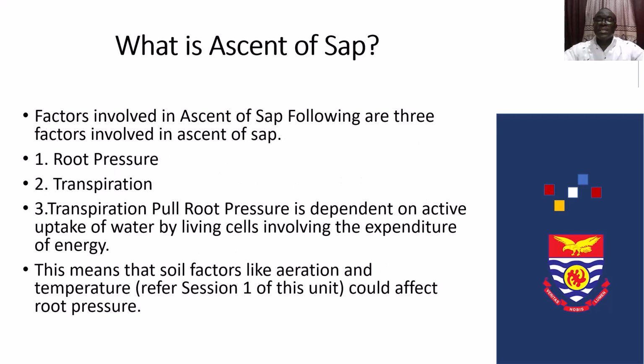Following are the three factors involved in ascent of sap. The first is root pressure, the second is transpiration, and the third is transpiration pull. Root pressure is dependent on active uptake of water by living cells, involving the expenditure of energy. This means that soil factors like aeration and temperature could affect root pressure.